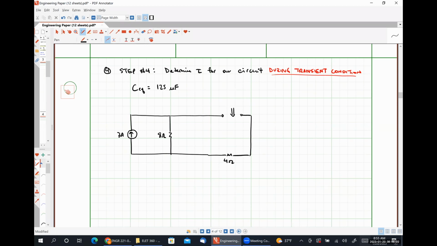Here is my 4 ohm resistor. Sorry, I jumped it a little bit ahead here. Here's my 7-volt source. We are trying to find a Thevenin equivalent resistance from the perspective of the capacitor.